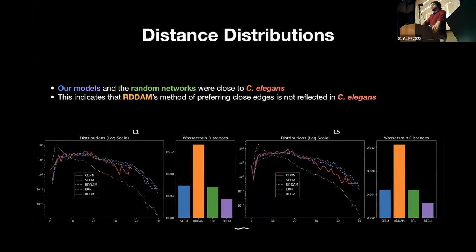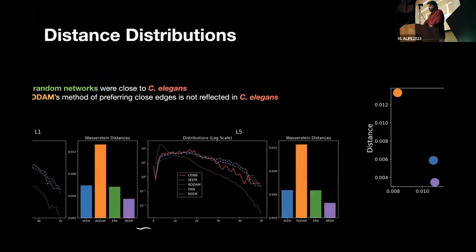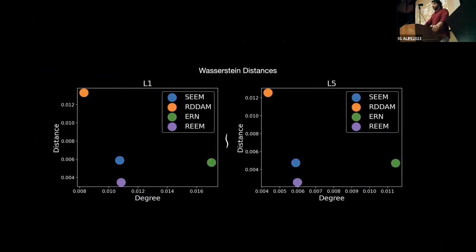Next, we also looked at the distance distributions. From here, what we found was that our model and the random networks were close to C. elegans. This was found before with previous data, that RDAM preferred very close connections. So with both of those, if we look at the closeness between both of them, the Wasserstein distances, we can see that our two models were a close balance between these two distribution methods.